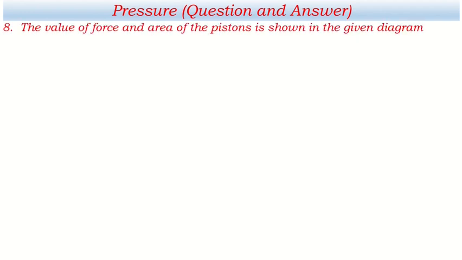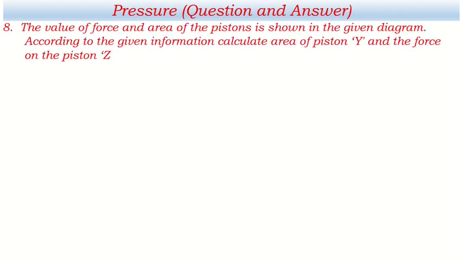Let's have another numerical. The values of force and area of the pistons are shown in the given diagram. According to the given information, calculate the area of piston Y and the force on piston Z. Until and unless we have the diagram, we cannot answer this question. Let's have the diagram. This is the diagram given. Now what is the question?